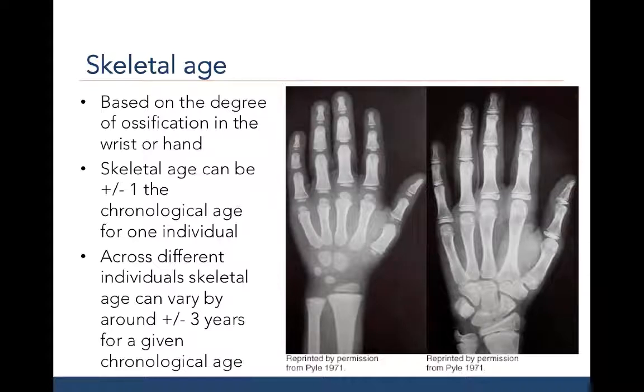The template on the right is a standard for boys 156 months old or 13 years old, and girls 128 months old or 10 years and 8 months old. For a given individual, the skeletal age can be plus or minus 1 year around the chronological age. Recall that the chronological age is simply what we normally refer to as your age, meaning that it's the current date minus your date of birth. Across individuals, the skeletal age can vary by up to plus or minus 3 years for a given chronological age. This is due to the fact that individuals of the same age may be at very different stages of maturation.